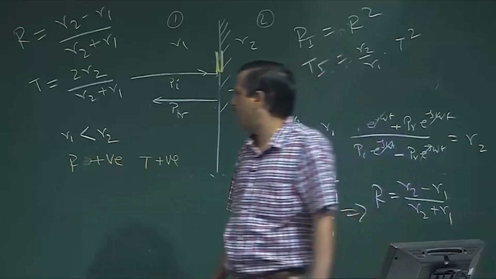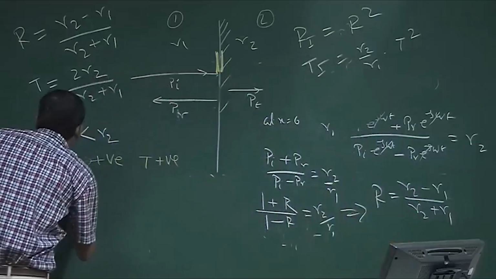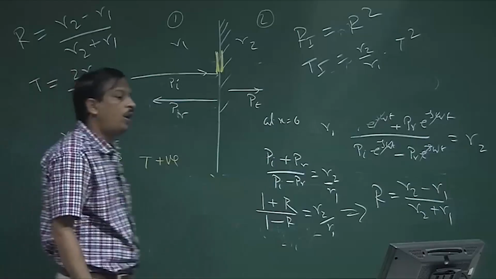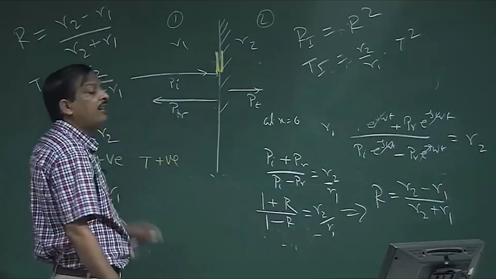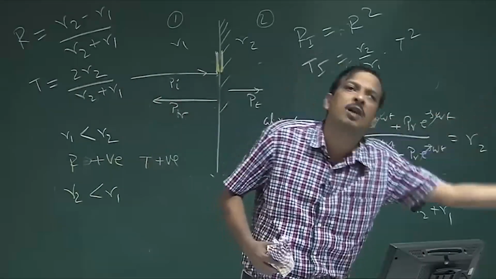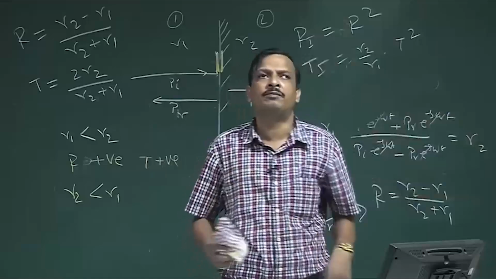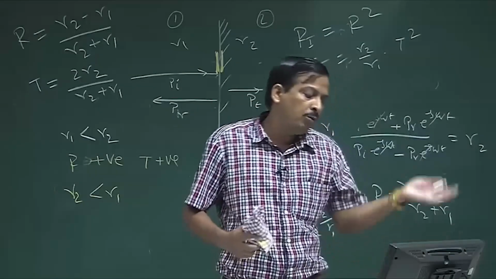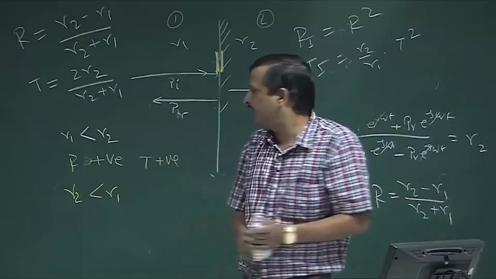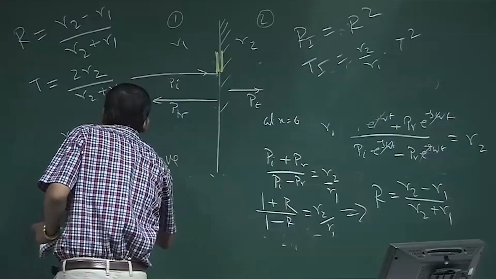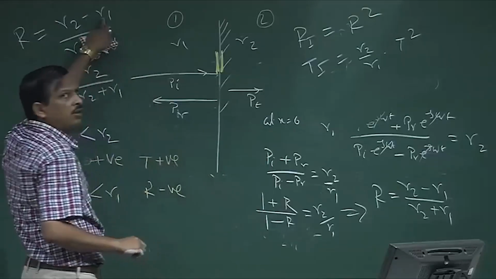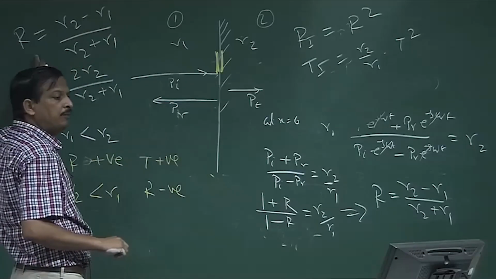But if you consider when R2 is less than R1, or R1 is greater than R2, that means a wave is transmitted from the solid wall to air. Wave is transmitted from solid wall to air. In that case, the reflection coefficient R will be negative. R1 is greater than R2, so R will be negative.